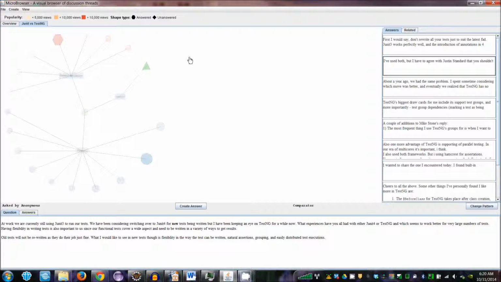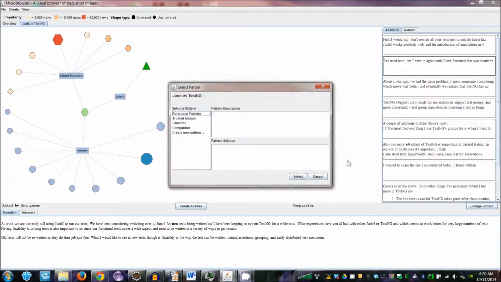Finding more information about the discussion is as simple as double-clicking on it. The discussion details opens and we can see related discussions, answers, and related patterns for the discussion. The color of the answer nodes helps to quickly identify the accepted answer, while the size of the answer nodes represents the number of votes an answer has received.